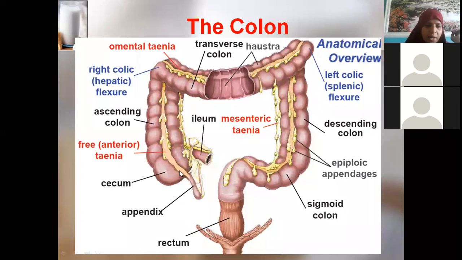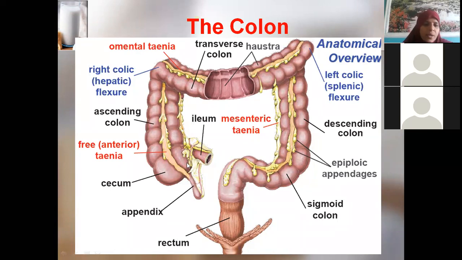These haustrae are produced due to the attachment of this fold of peritoneum. Can you see this yellowish band throughout the large intestine? This band is called taenia. Because of the attachment of this taenia, what happens? The large intestine is pulled, because of which you will see these haustrae are produced.